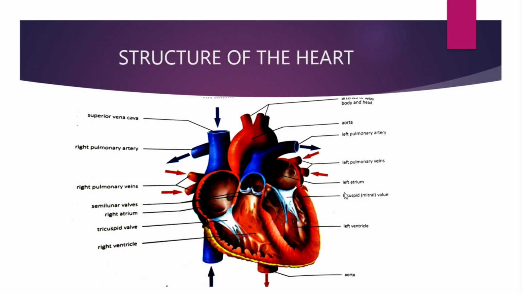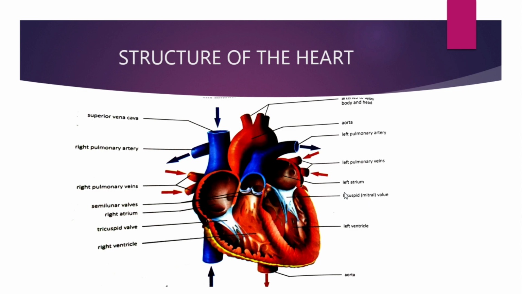The heart first receives deoxygenated blood in the right atrium, which is then transported to the right ventricle, through which the blood is pumped out. The oxygenated blood is received by the left atrium, and it moves to the left ventricle, through which it is pumped out of the heart.